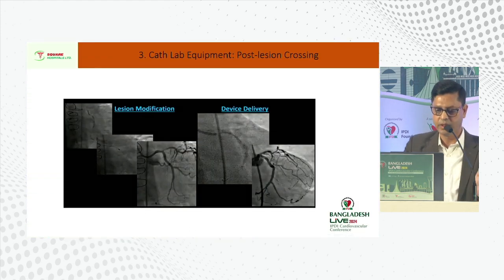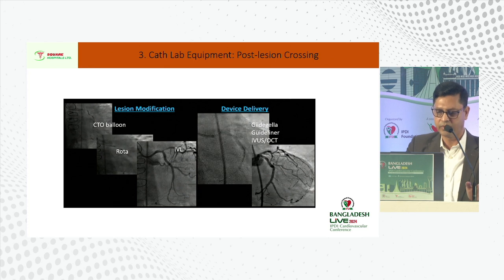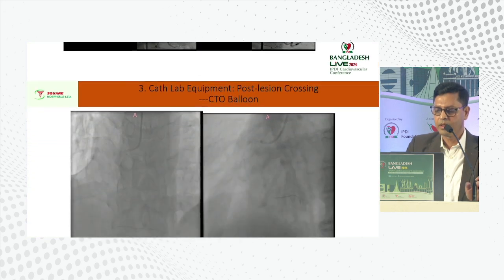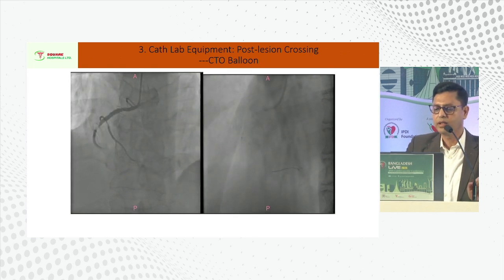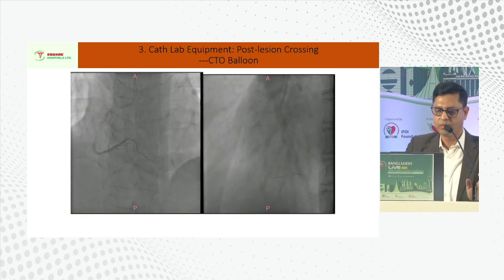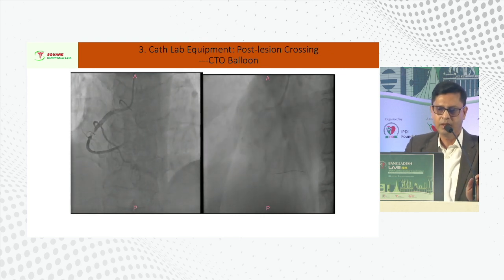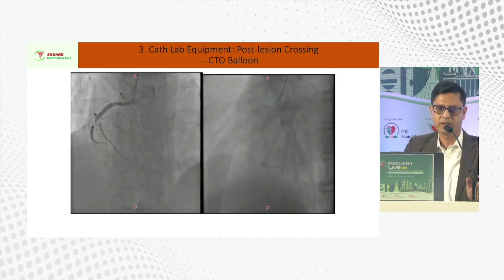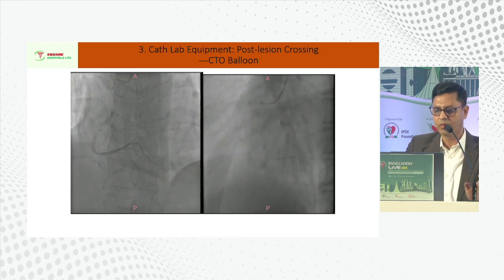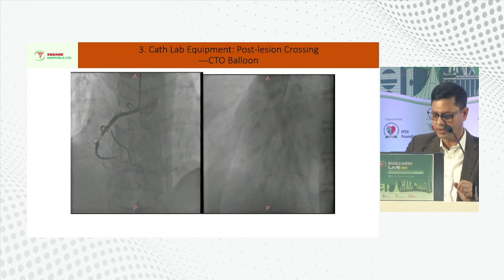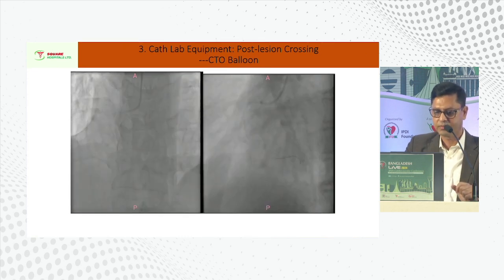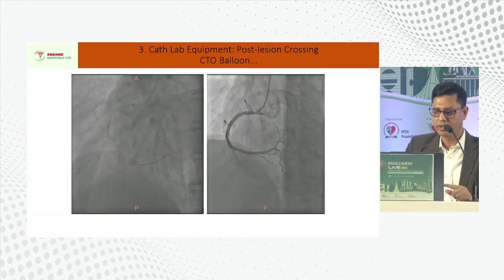And this is the scenario of all the devices for lesion crossing: CTO balloon, rota, IVL, Guidezilla, guide catheter, and IVUS in a frame. Here you can see there is a near CTO lesion in the RCA, but the wire is crossed, but the balloon was difficult to cross. If you have any low profile balloon, that is the CTO balloon, just like 0.8 millimeter or 1 or 1.2, then you can easily cross this type of lesion. Otherwise, you may fail to cross the lesion or you may abandon the procedure. And you can see here, after crossing the lesion, the result was good.